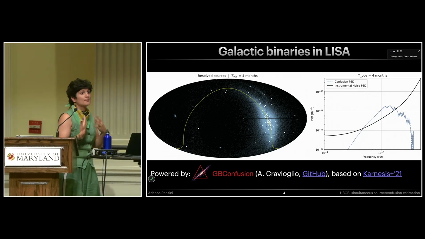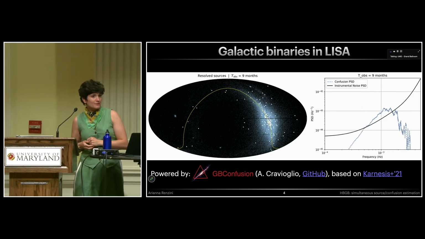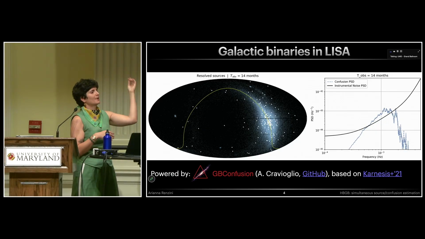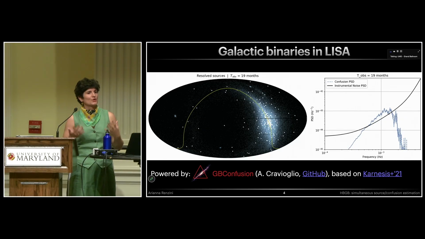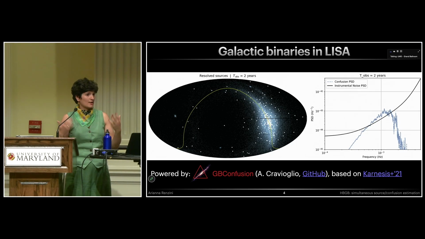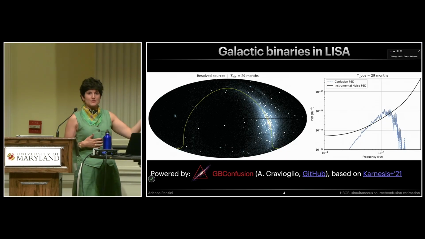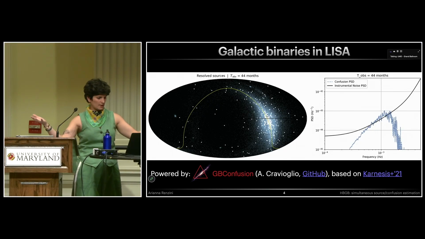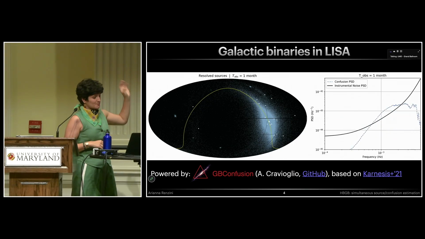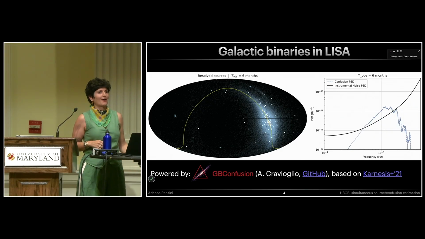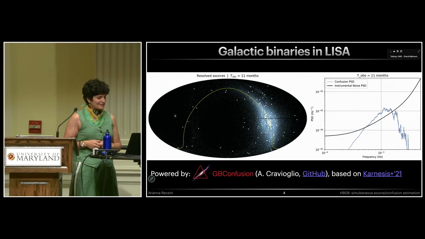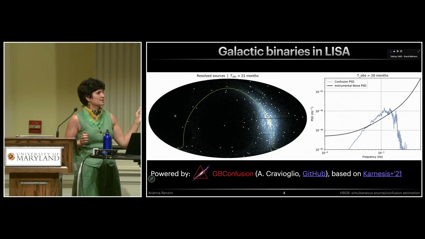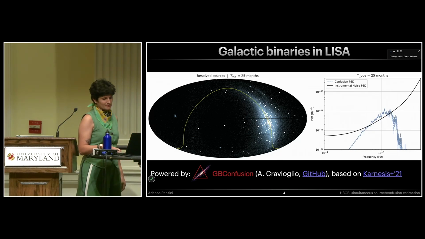So as I said, some of those signals will be resolved, and actually as you resolve them, you're picking them out of the data stream and you're subtracting them from the confusion noise. So as LISA observes, you resolve some signals on one side, and your estimate of the noise from the galactic binaries changes on the other side. And this little simulation is powered by GB Confusion, which is a package that our student Alice released as a part of the DP-CACH GitHub, and it's based on the subtraction algorithm Karnezis et al. That I think many of you already know.